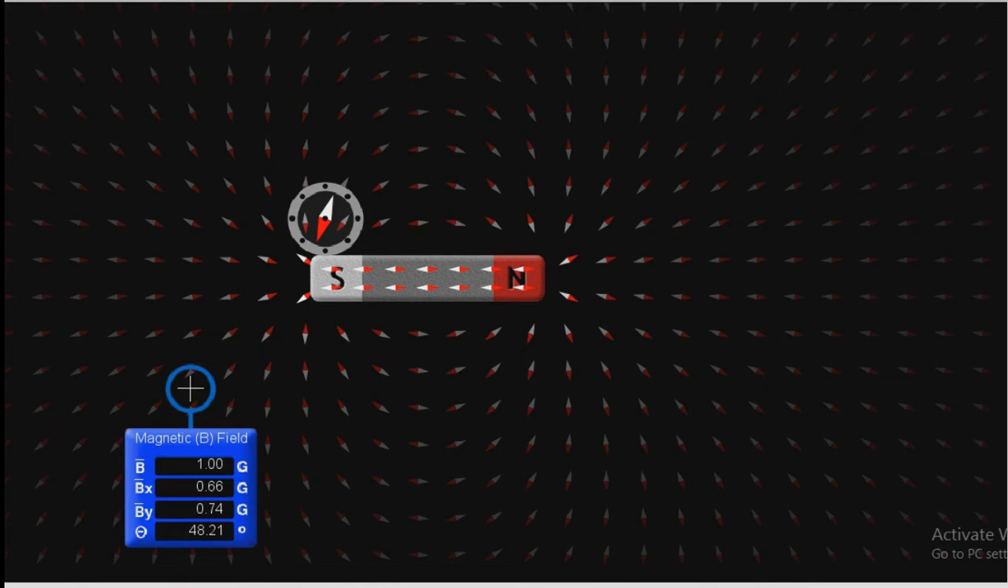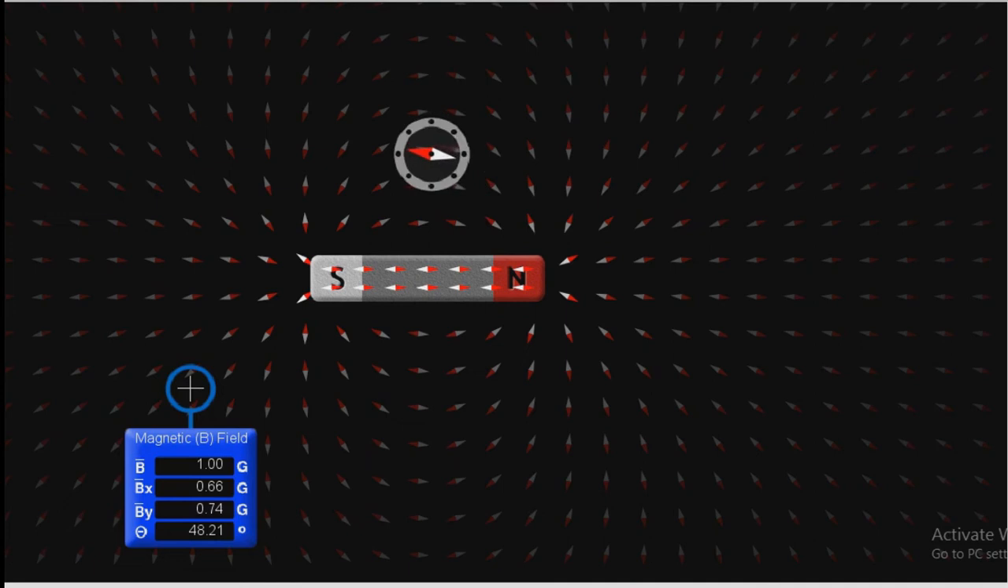B and H are proportional to each other with the multiplicative constant depending on the physical constant. This is a physical unit. Inside material they are B, whereas in vacuum, we will be writing B is equal to mu naught into H. Mu naught is the characteristic of the medium.